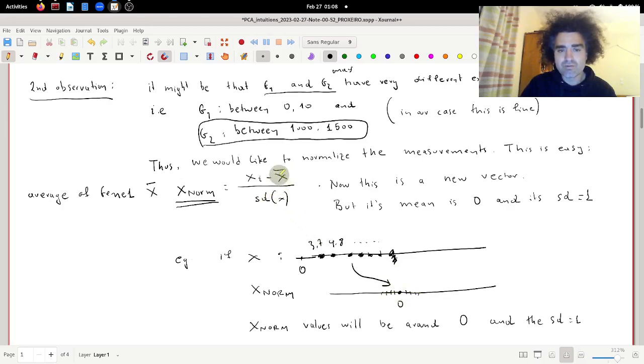And in order to do that, we have to subtract from each value the average. The average is somewhere here. And then divide each measurement, so this 3.7, by the standard deviation of these points. And this vector will become something like that. There is a one-to-one representation here, so this point will be this point, this point will be this point, this point will be this point, and so on and so forth.